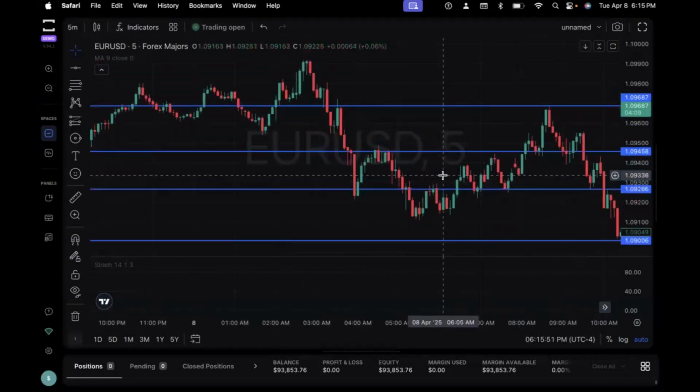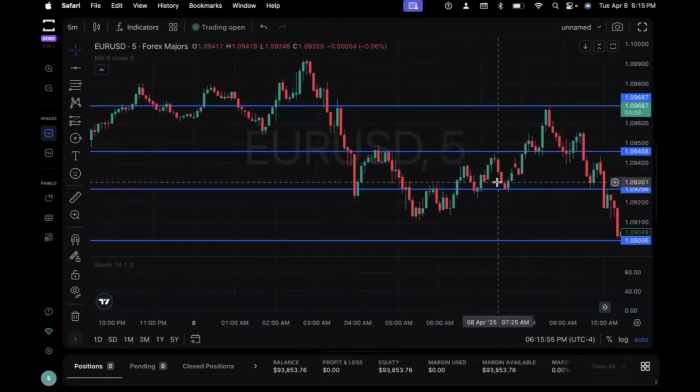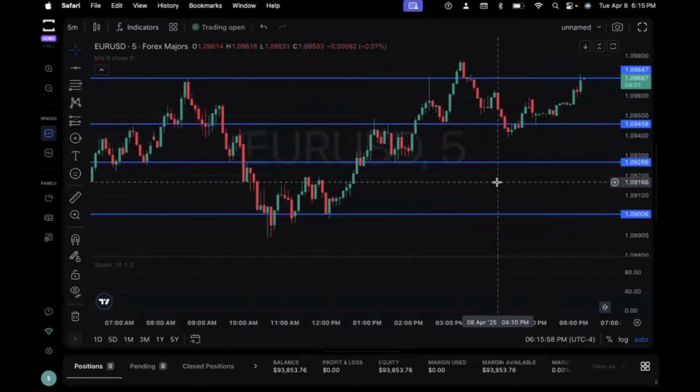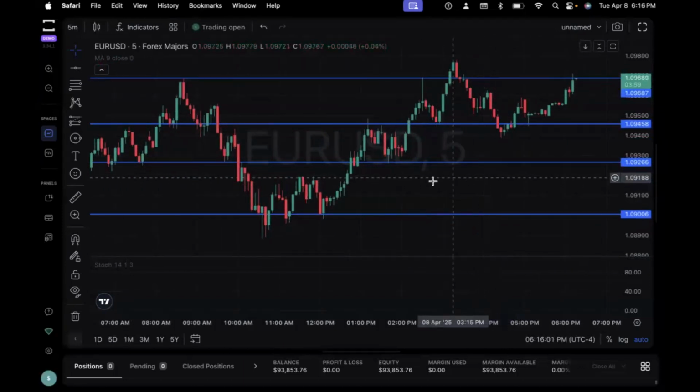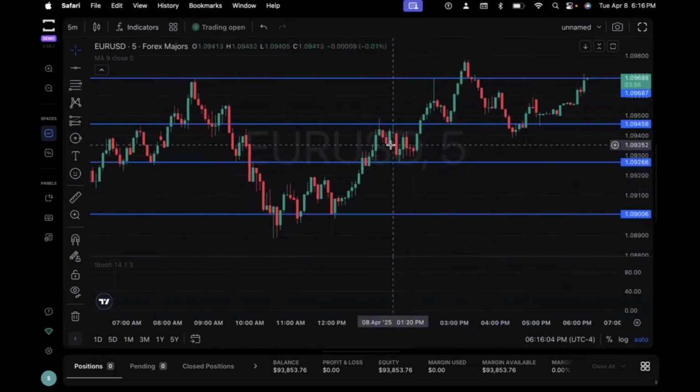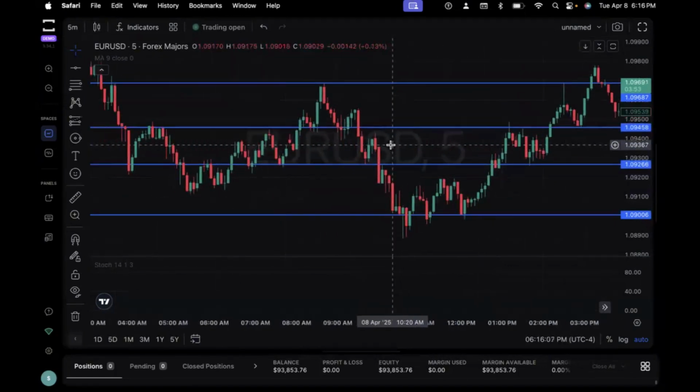Because to use this strategy, all you want to do is wait for that break of structure, wait for that retest, and then use previous highs or lows as your take profits. And this is on the 5-minute time frame. Right? So let's look at a sell example.